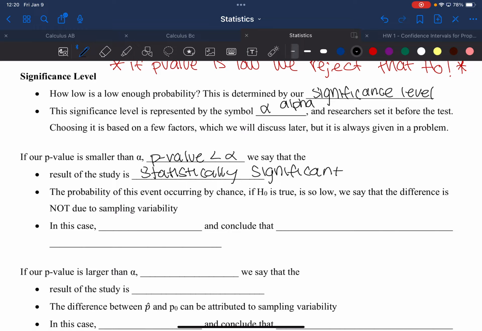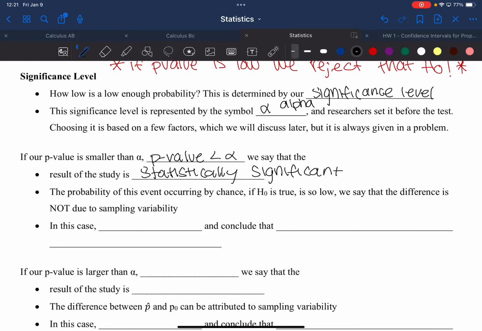Okay, which means that the probability of this event occurring by chance, if the null hypothesis is true, is so low that we say the difference is not due to sampling variability. So in other words, if the p-value is less than alpha, it's statistically significant, which means our data did not happen by chance. It was not coincidence.